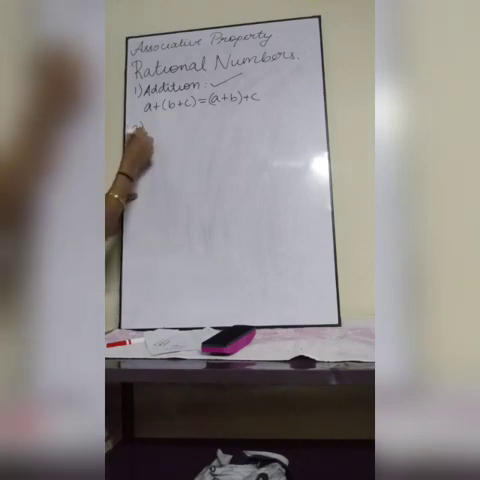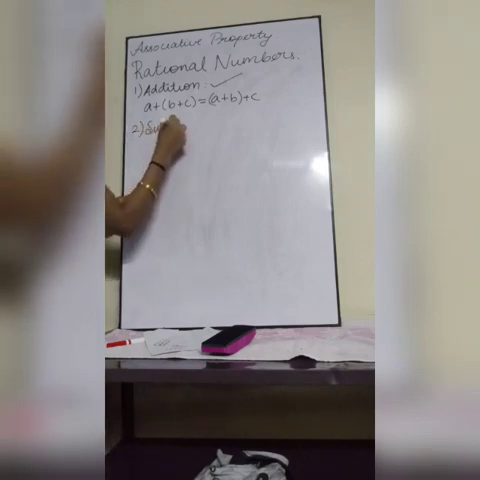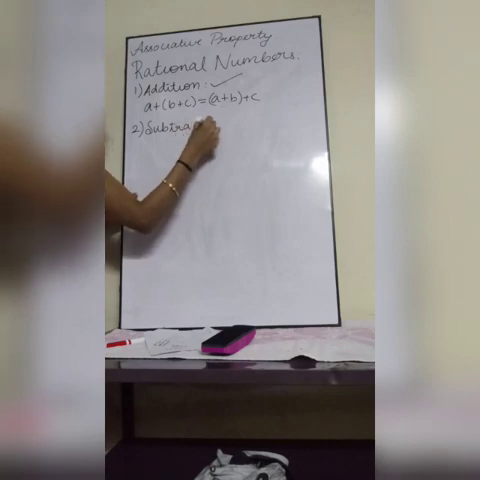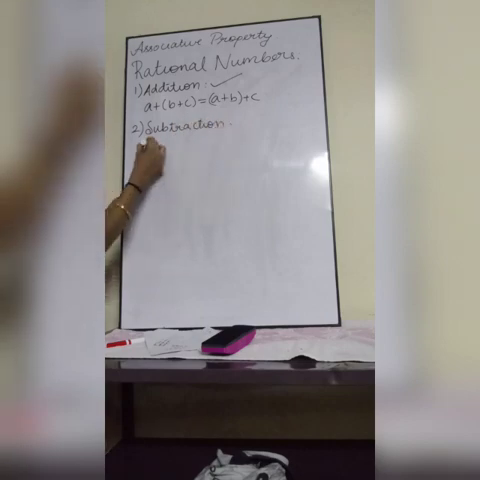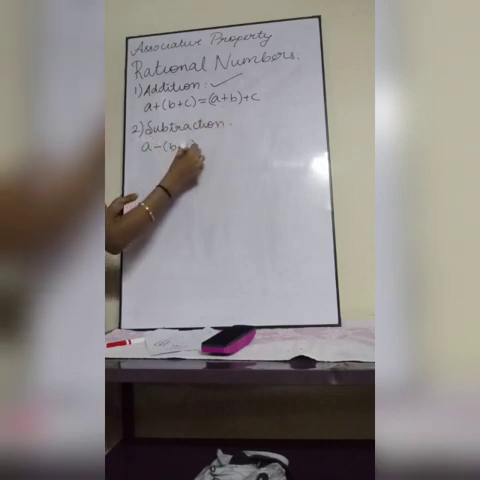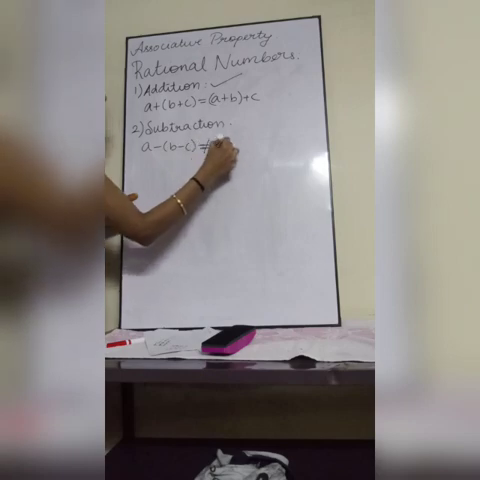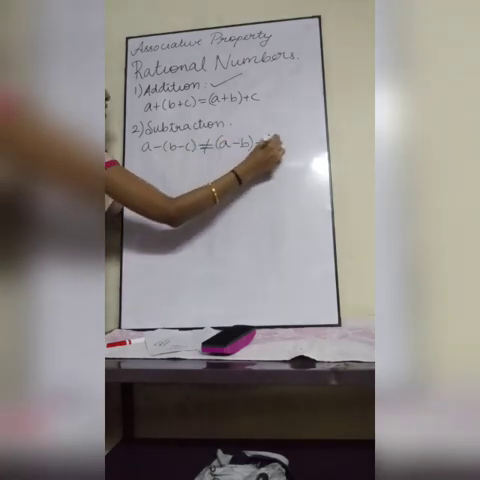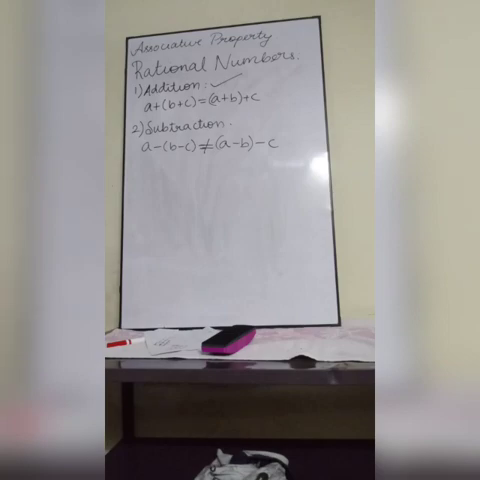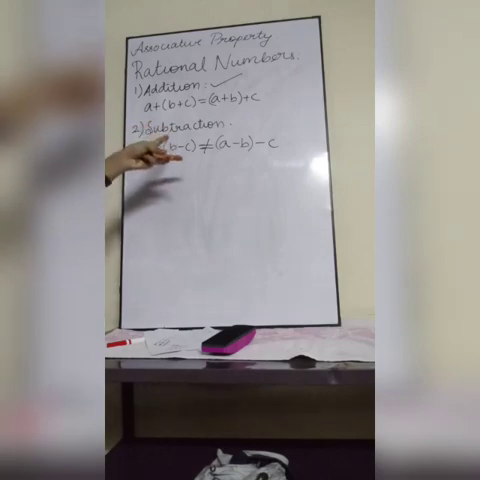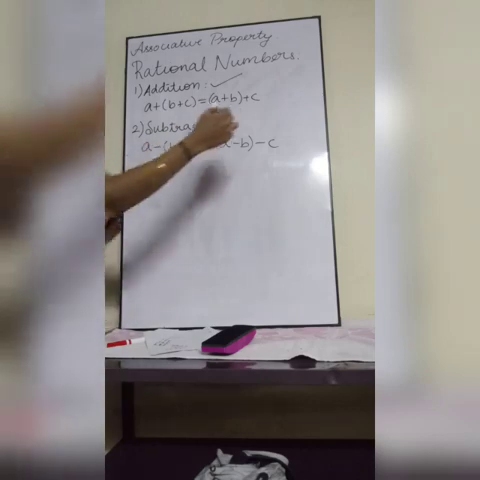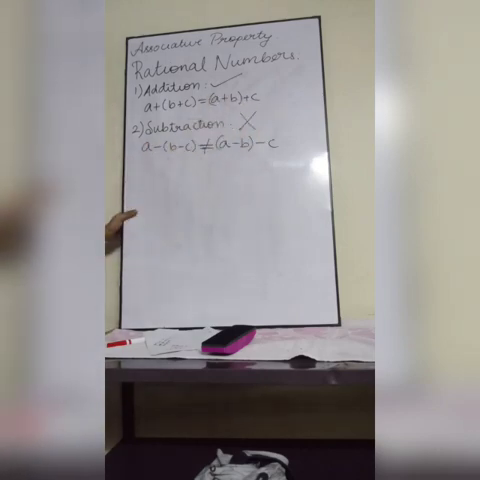Okay. Next is our subtraction. Subtraction won't be satisfied. So how will you write it? (a minus b) minus c is not equal to a minus (b minus c). I told you subtraction won't satisfy for everything. So rational numbers are not associative under subtraction. So you can put a cross here.